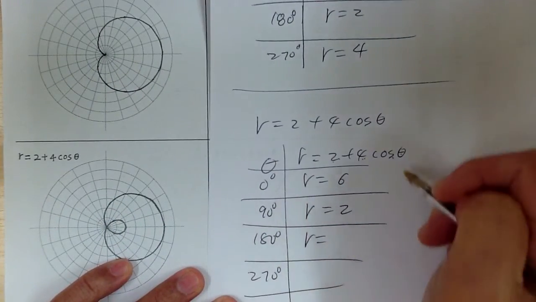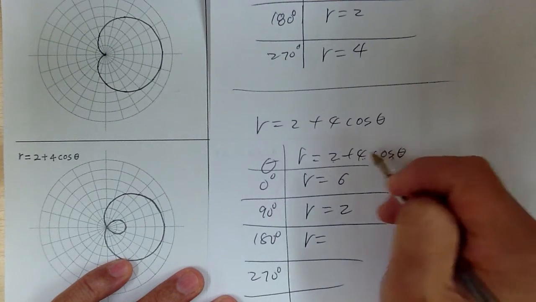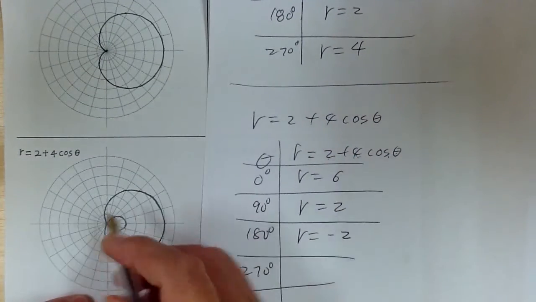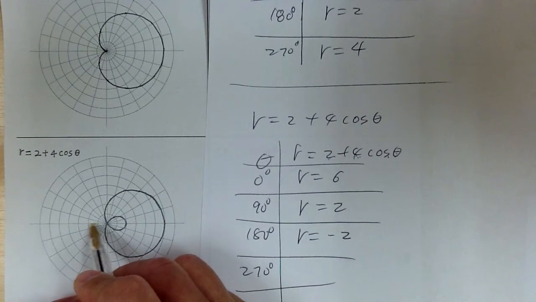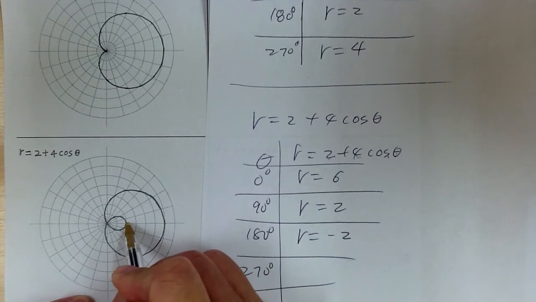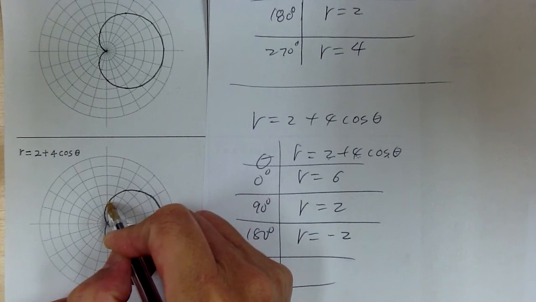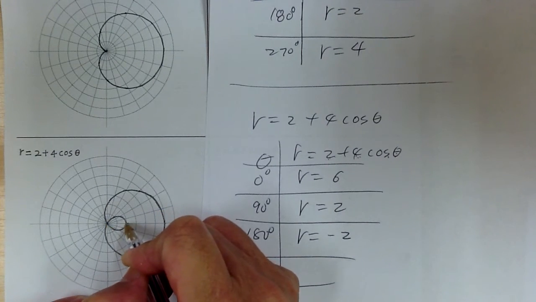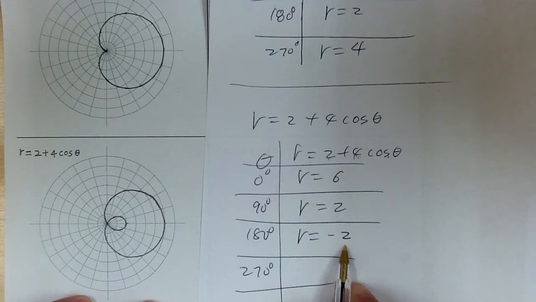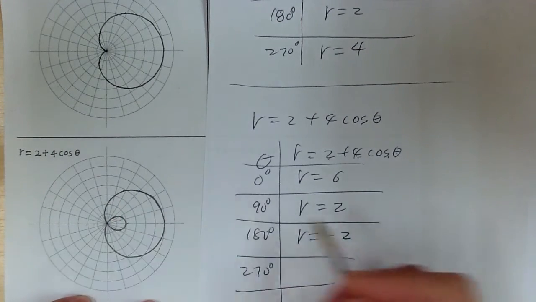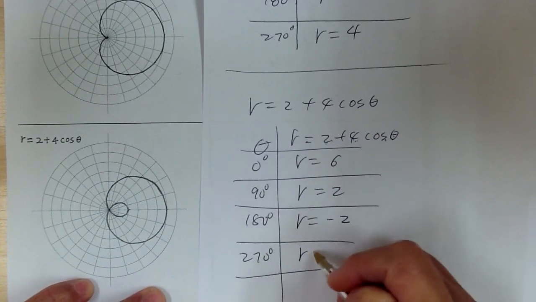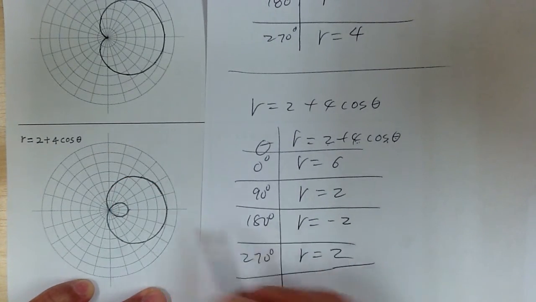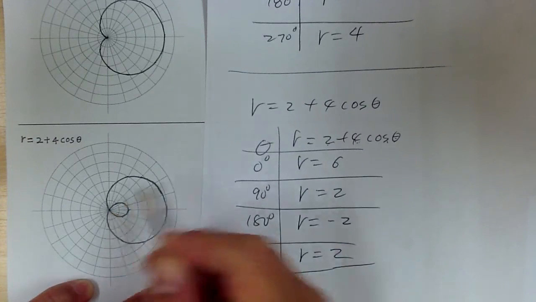And at 180 degrees, cosine of 180 is negative 1. Negative 1 times 4 is negative 4, plus 2 will give you negative 2. So here's your 180 degrees, and the radius is negative 2, so it ends up right over here. And it will go through the origin. So there's a little loop like this. You have to recognize that when you have the negative radius, there's an inner loop over here. And this one is r equal to 2, so loop out. Just be aware that whenever it's negative, there's an inner loop.